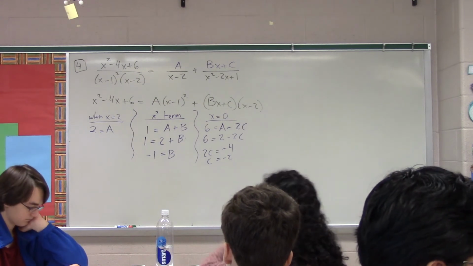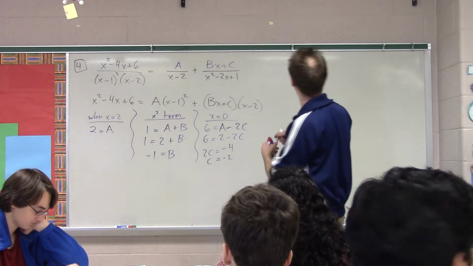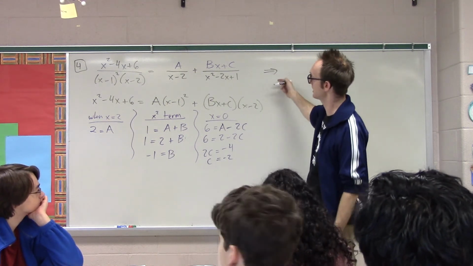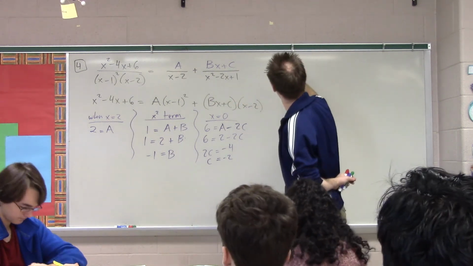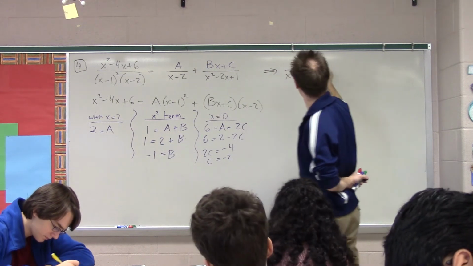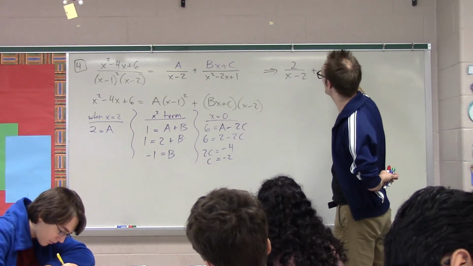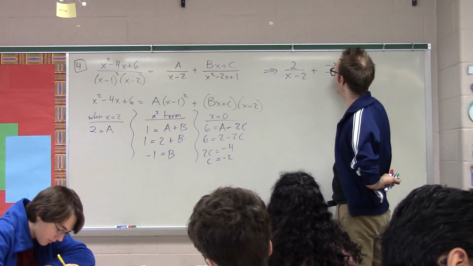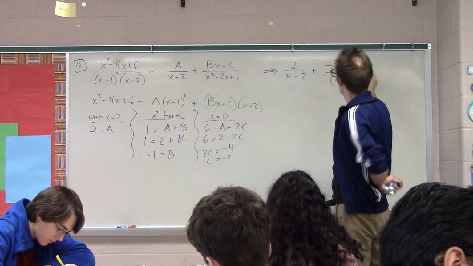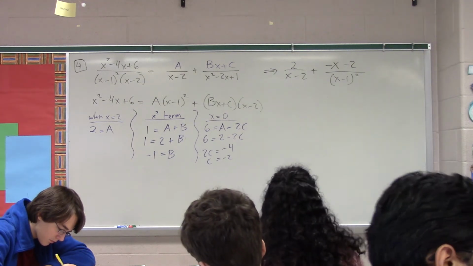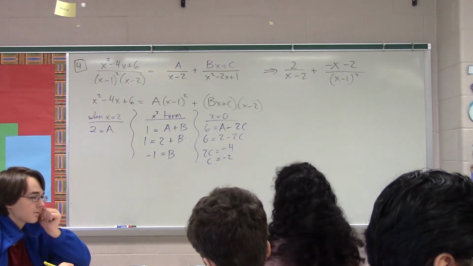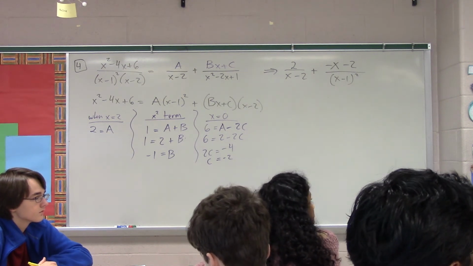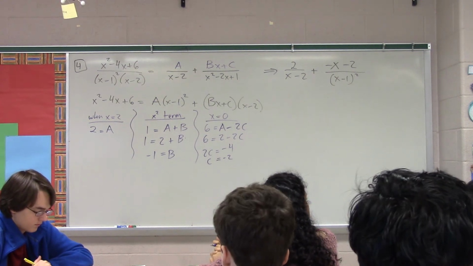All right, so I'm seemingly done with this problem. But no, I'm not. Because here's what I've just learned. You guys are going to have to stay for like 1 minute after covering so I can finish this. What I just learned is that this is 2 over x minus 2 plus negative x minus 2 over x minus 1 squared. Okay, you could stop there. In theory, you could just stop there. But no, we don't stop there. Because we don't want to stop there, man.